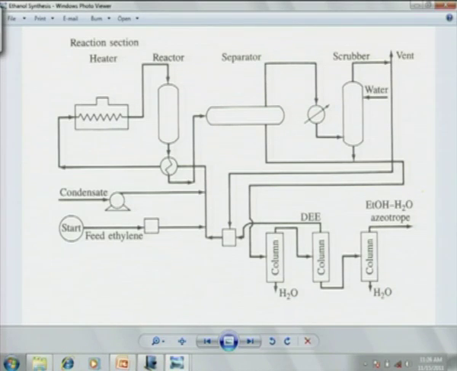Now, what you see on the screen is again a complete heat integrated process with recycle streams and everything for ethanol synthesis. So, the fresh stream of ethylene enters, it is mixed with the condensate of the process, and then it goes for heating, then it enters the reactor and then a separator, and then we have four columns, 1, 2, 3, 4 to separate the products.